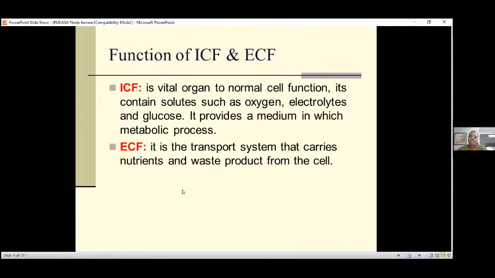And then just a recap, because I'm sure most of us know this: the intracellular fluid is vital for normal cell function. It contains solutes such as oxygen, electrolytes, and glucose. It provides a medium in which metabolic processes occur. And then the extracellular fluid is the transport system that carries nutrients and waste products from the cells.